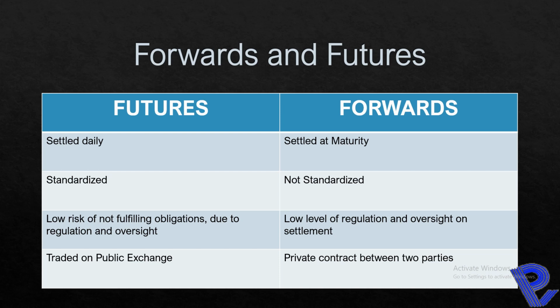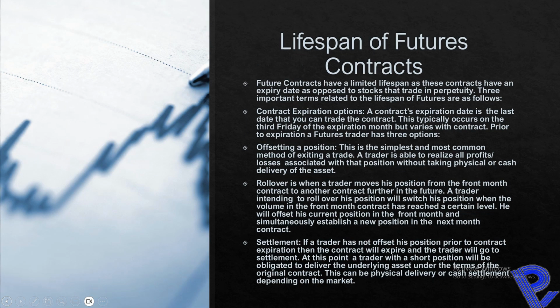What we can see is that the futures are settled daily, while forwards are settled at maturity. Futures are standardized products, whereas forwards are non-standardized. There is a low risk of not fulfilling obligations in case of futures due to regulation and oversight, whereas in case of forwards, there's low level of regulation and oversight on settlement. Finally, we can see that futures are traded on public exchanges, while forwards are private contracts between two parties.